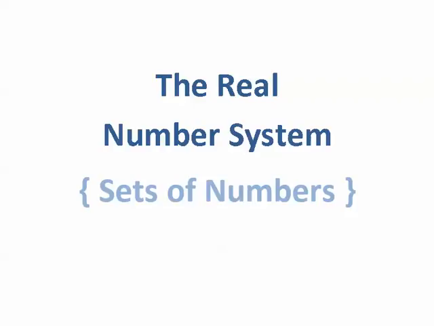All right, let's talk about what we call the real number system. When we talk about it, we're going to just refer to them as sets. And you'll notice that I use these curly brackets to signify a given set. So let's go ahead and take a look at what the sets are that make up what we call the real number system.